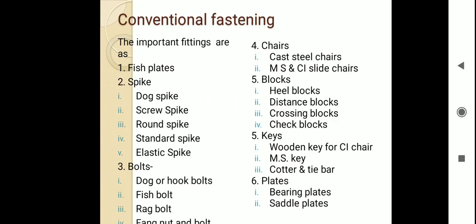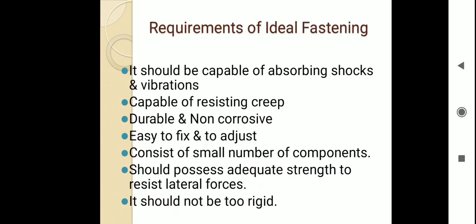So we'll start with the fish plates. Before proceeding to the fish plate, there are certain ideal requirements of fastening. As we have to fix the rails to the sleepers, the first and foremost requirement of an ideal fastening is that it should be capable of absorbing shocks and vibrations. As heavy loads are moving on the rails, the fastening should absorb the shocks and vibrations of the moving train.